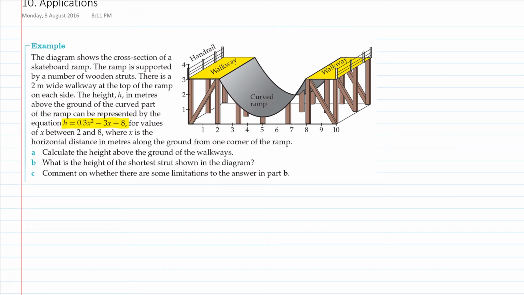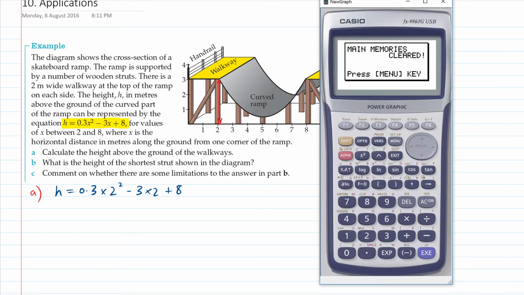The first question is, what is the height above the ground of the walkways? Looking at that, it's asking for this height here, and the walkway occurs when x is equal to 2, so we'll substitute that into our equation. So h equals 0.3 times 2 squared minus 3 times 2 plus 8. And we'll need to evaluate that.